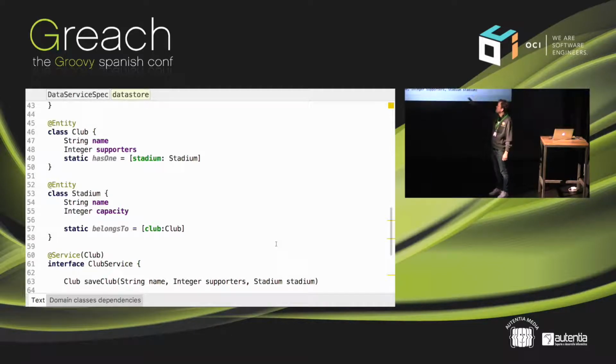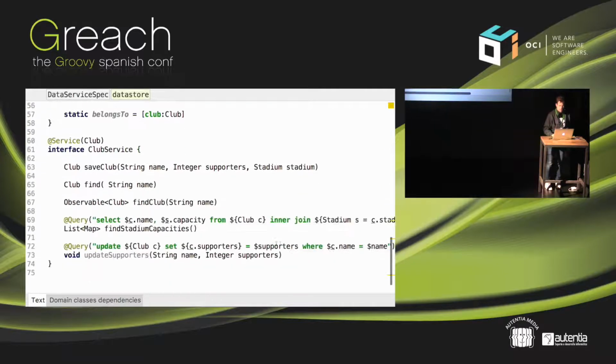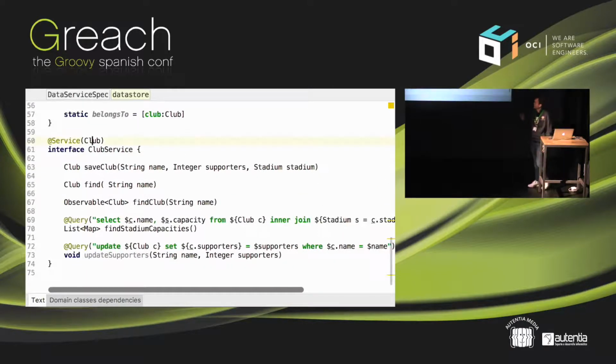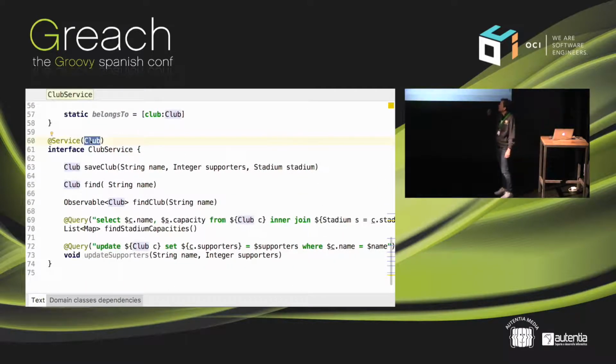We've got a club that has a name and a number of supporters. A club has one stadium, which has a name and a capacity. And you can see down here that I've got a club service that targets the club domain class. Within the body of this interface, it's an interface, I've got a number of different methods.